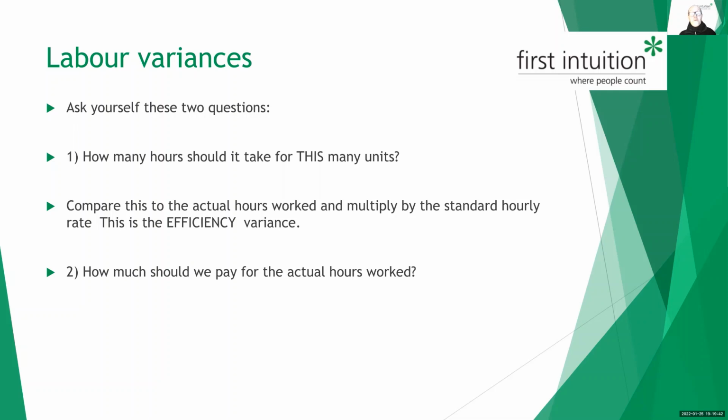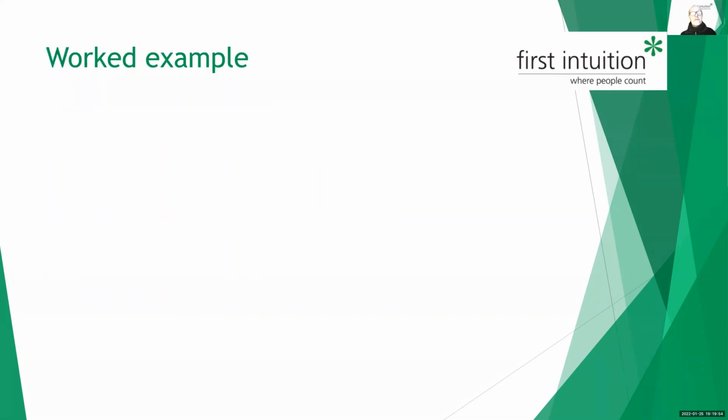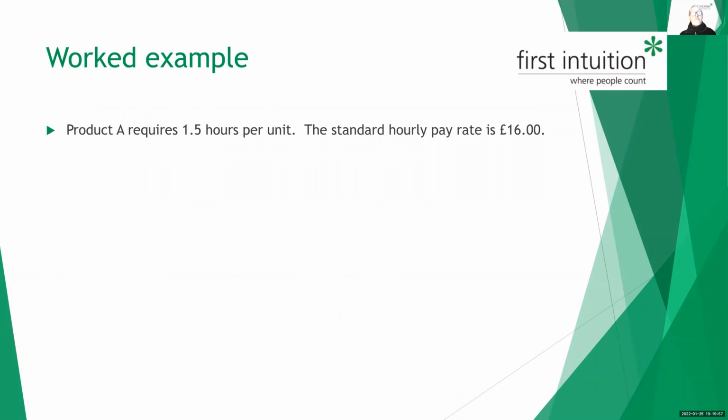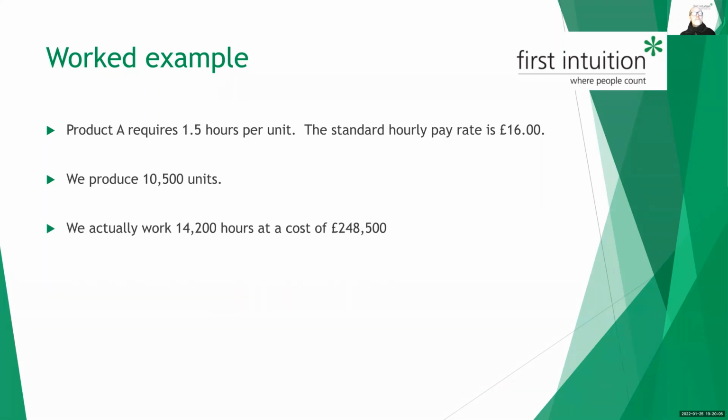Secondly, how much should we pay for the number of hours that were actually worked? Again, not the budgeted figure. We're looking at how much we expected to pay for that many hours. What did we actually pay? And that's our rate variance. Product requires an hour and a half per unit. We're paying £16 at standard hourly rate. 10,500 units. We actually worked 14,200 hours and we paid 248,500.